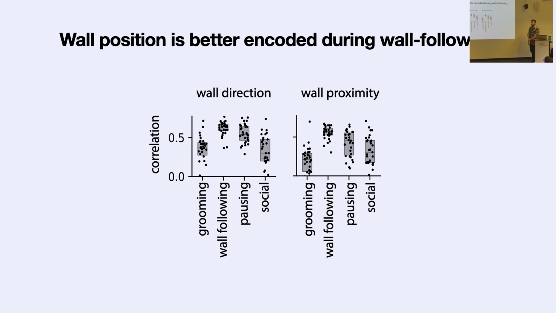Yeah, and if you try to decode the direction of the wall or the closeness of the wall, your ability to decode that signal is much higher when the mouse is actively following the wall, as opposed to doing these other behaviors, during which the wall still has a certain distance and direction to the mouse.